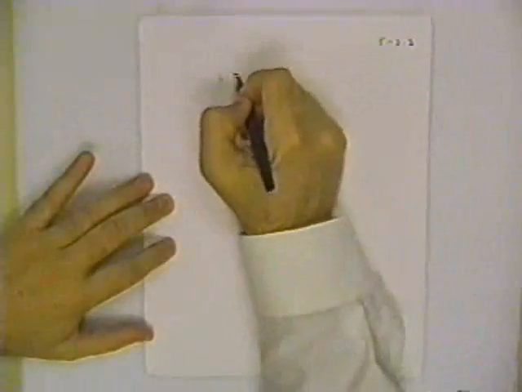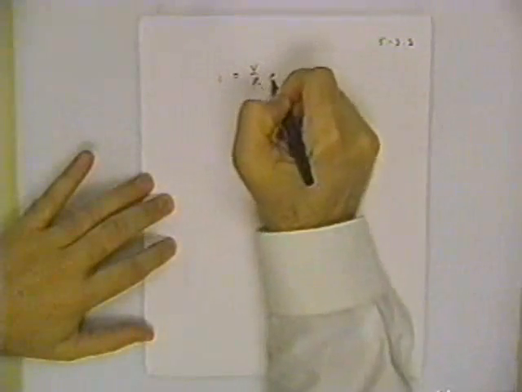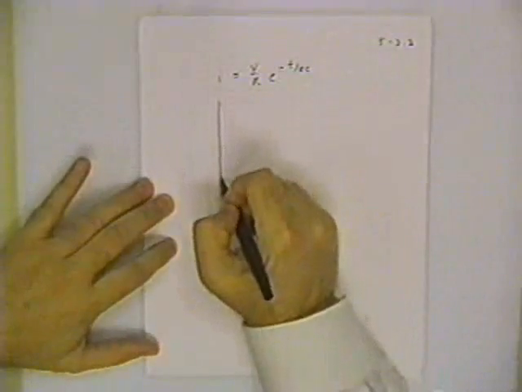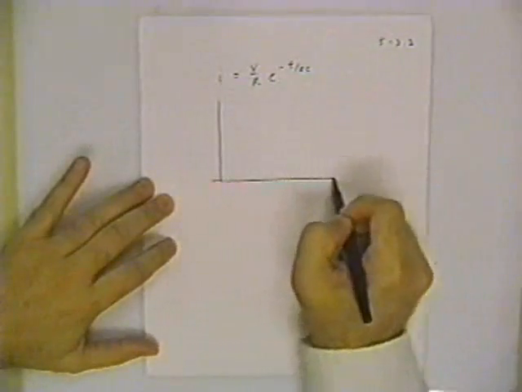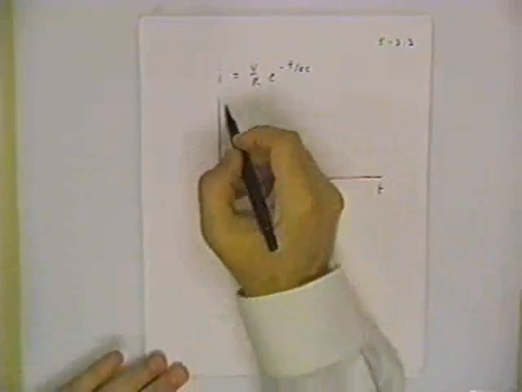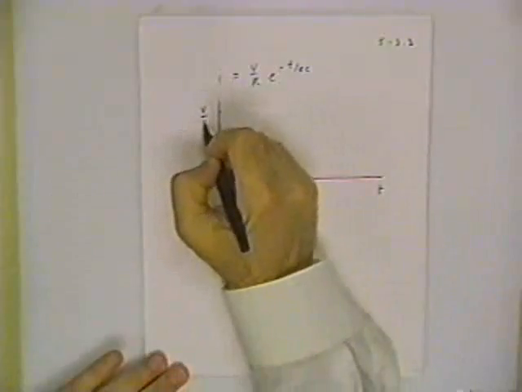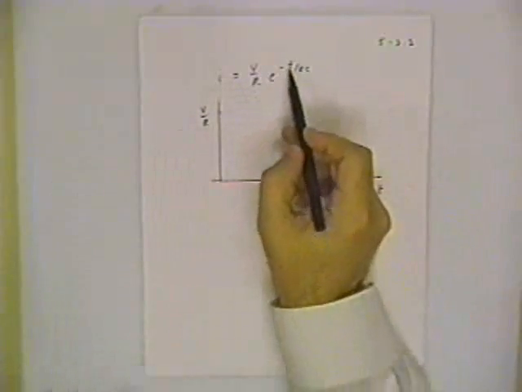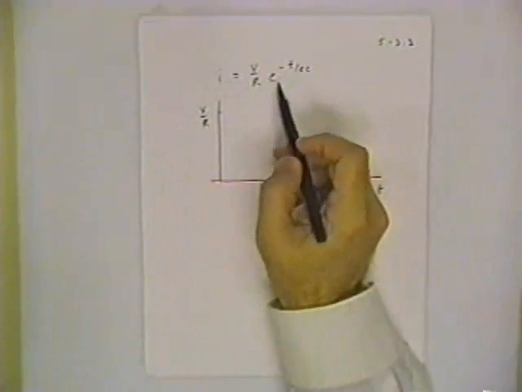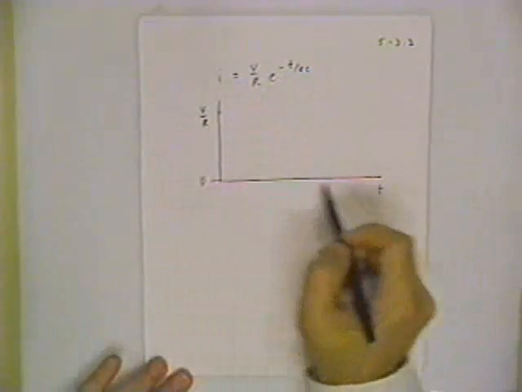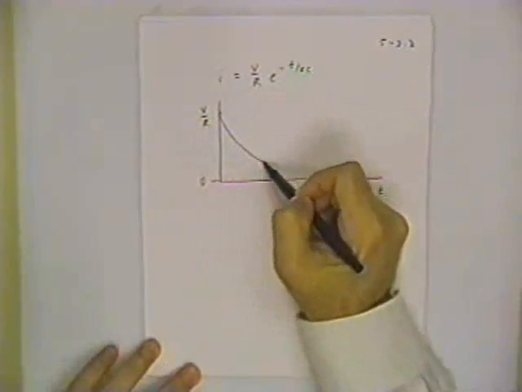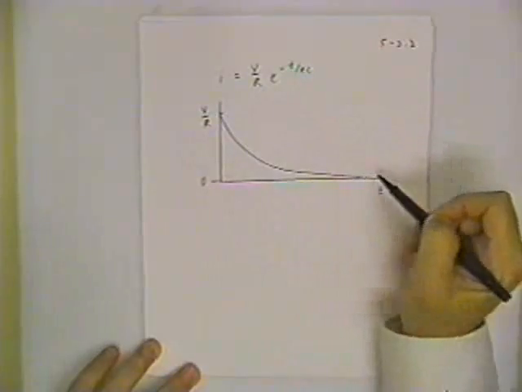If this is my current, V over R e to the minus t over RC, and we sketch this as a function of time, what that says is that at t equals 0, my current is V over R. And if I wait long enough, for a very large time, e to the minus infinity goes to 0. So eventually the current is going to go all the way down to 0. And in the meantime, it's going to follow an exponential decay shape.